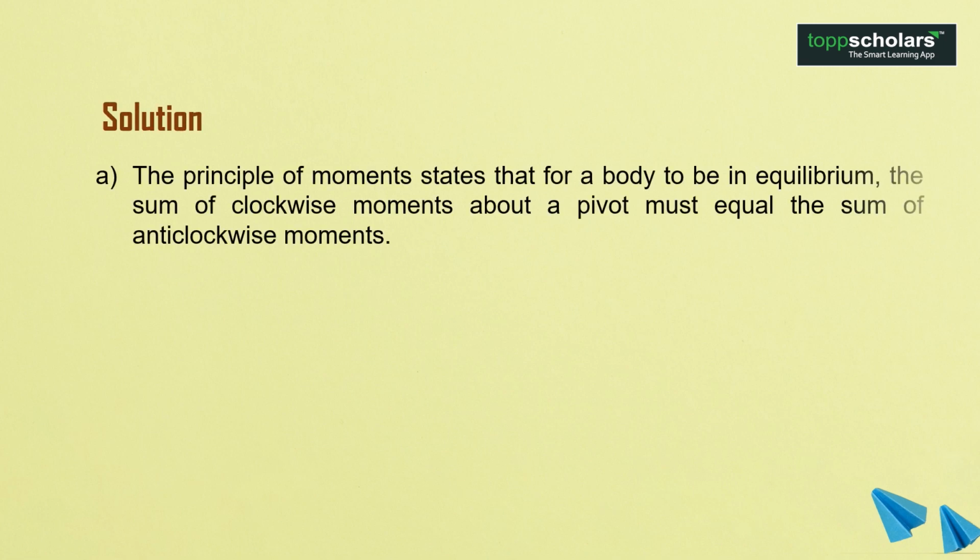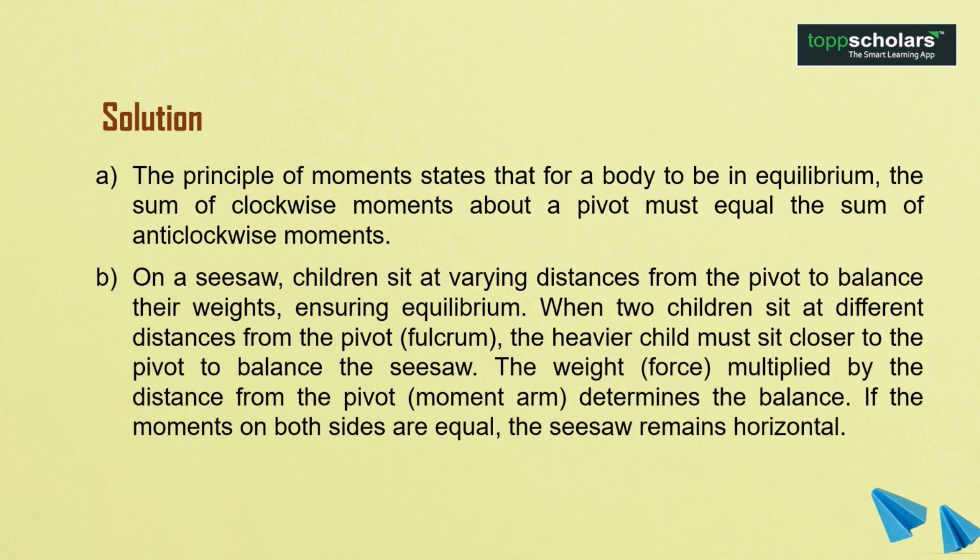Let's see the solution. The principle of moments states that for a body to be in equilibrium, the sum of clockwise moments about a pivot must equal the sum of anti-clockwise moments. On a seesaw, children sit at varied distances from the pivot to balance their weights, ensuring equilibrium. When two children sit at different distances from the pivot, that is the fulcrum, the heavier child must sit closer to the pivot to balance the seesaw.